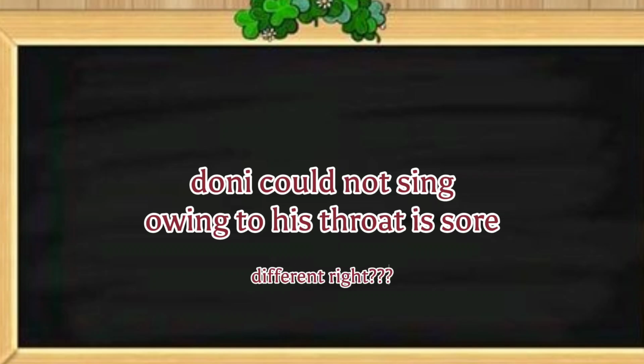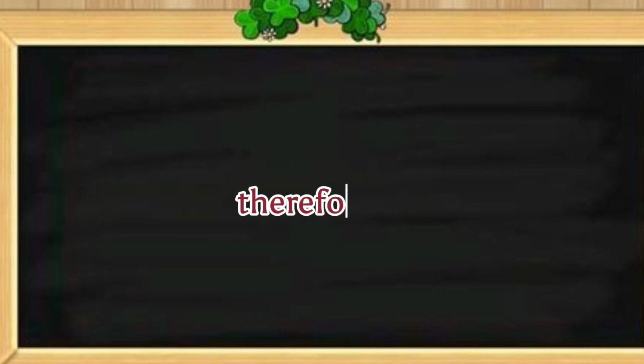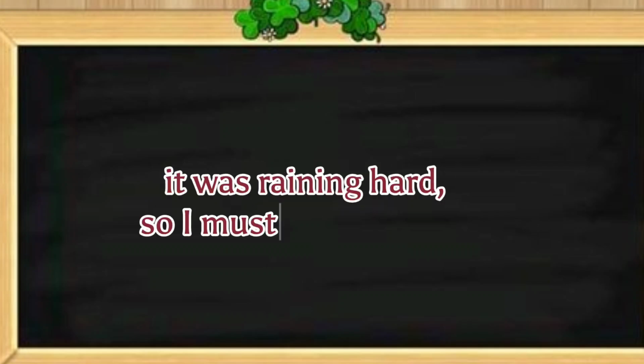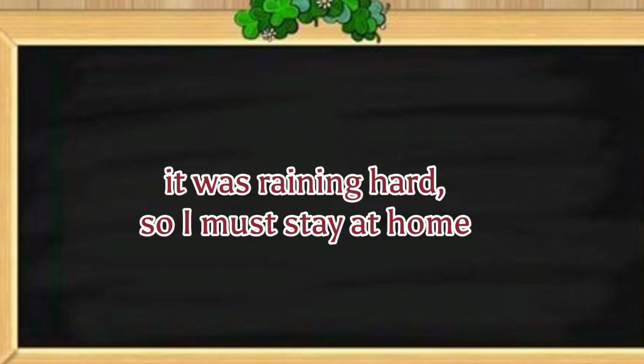Right? Next, now we will give an example using the words "so," "therefore," and "as a result." It was raining hard, so I must stay at home. The rain was so heavy that I had to stay at home. After "so" comes a complete sentence: its subject is "I," then the predicate is "must stay at home."